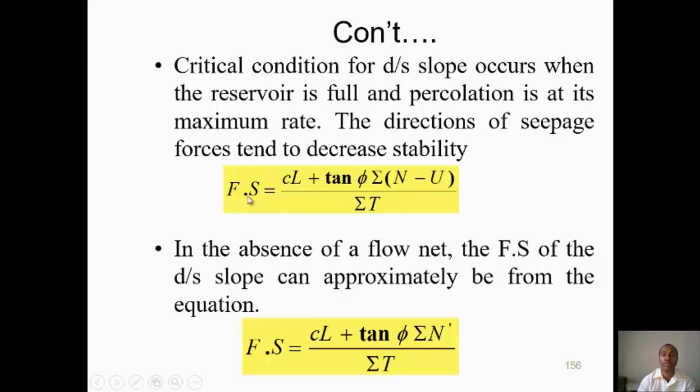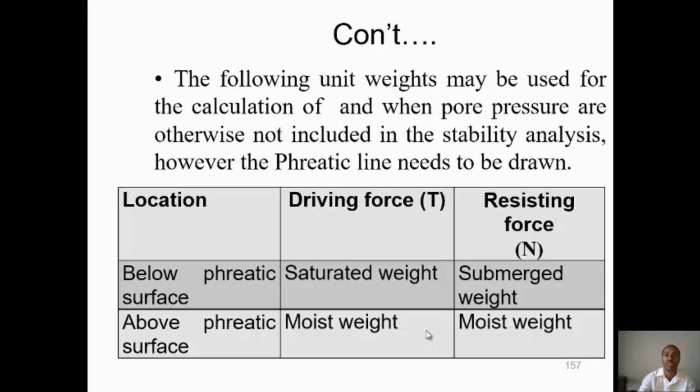So this is important. The factor of safety is cohesion times the length of the slip circle, plus tan phi times the sum of normal minus u. If you have pore water pressure, you have to subtract. Normal is in the downward direction, and this u is in the upward direction. So you subtract it, and divide by the summation of T, which is the driving force. In the absence of a flow net, you can use this equation, where the factor of safety of the downstream slope can approximately be found from this one, with the effective normal force, for which you may use submerged unit weight, etc.